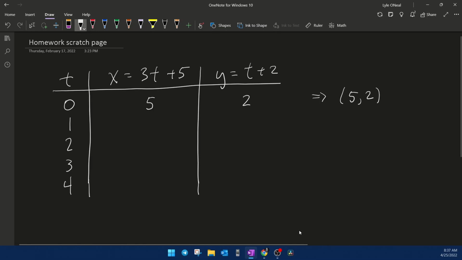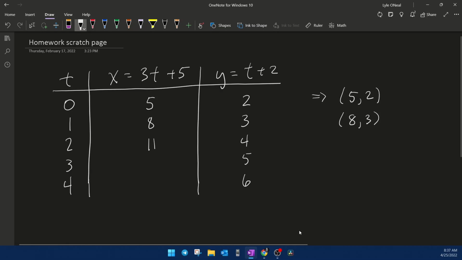And now we're going to move a little bit faster. So 3 plus 5 is 8. And that's going to give me a 3, giving me the next ordered pair, 8 comma 3. 2 times 3 is 6, and 5 is 11. 2 and 2 is 4. So it looks like the y's are just increasing, 2, 3, 4. So that's probably going to keep the pattern.